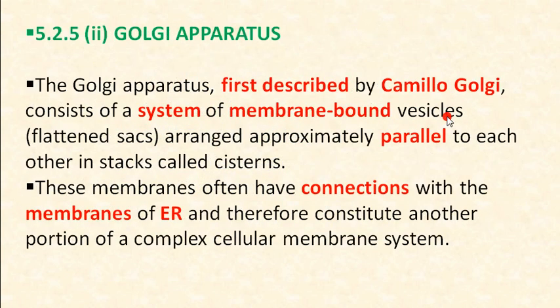So membrane bound vesicles arranged approximately parallel. Parallel means one beside the other, in a parallel manner. And a stack means a pile, like when we put one thing on top of another. So a stack called cisternae, so we will call it cisternae. Now this membrane often has connections with the membrane of the ER also. So these are connecting between the ER and therefore constitute another portion of a complex cellular membrane system. So they both combine and make the complex cellular membrane system.